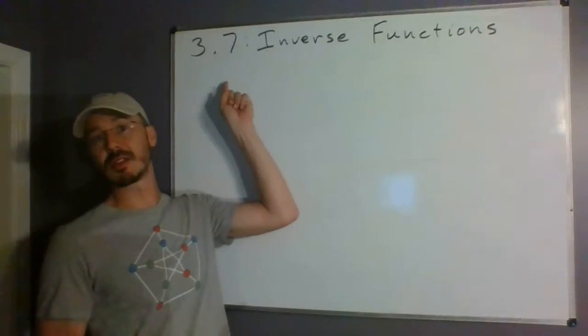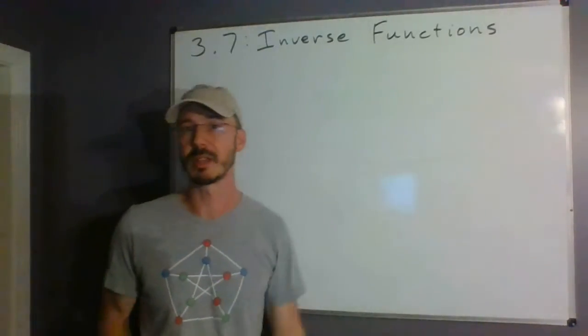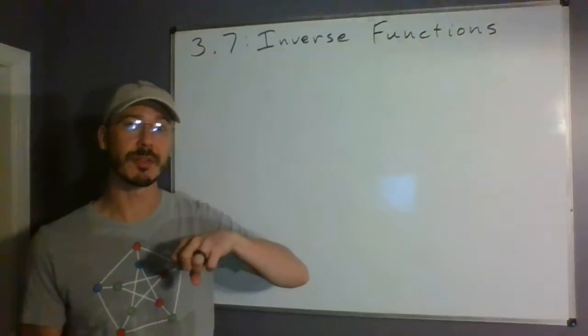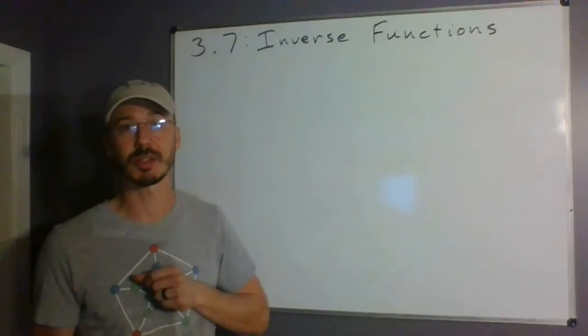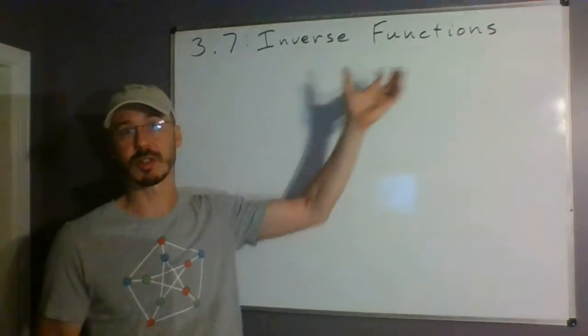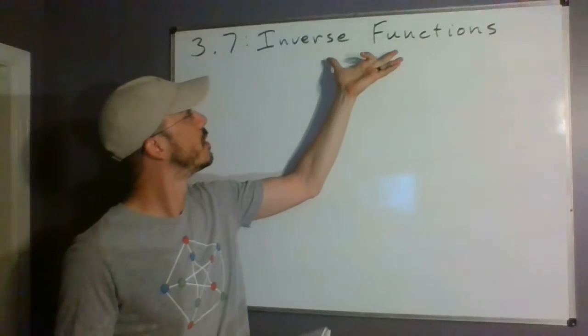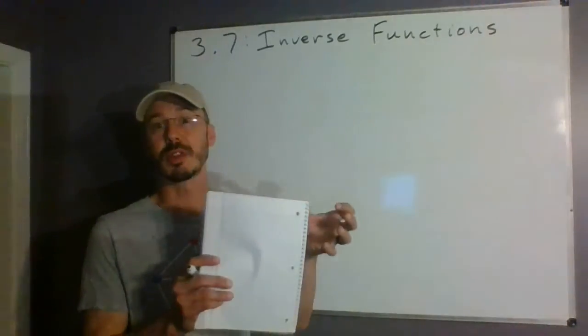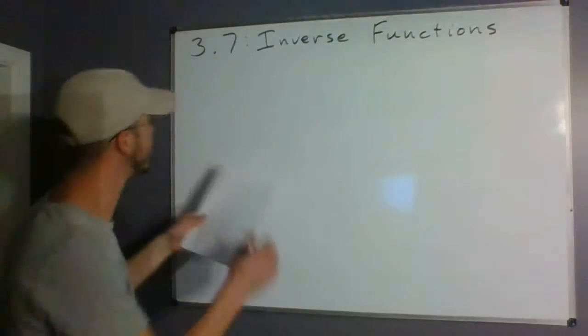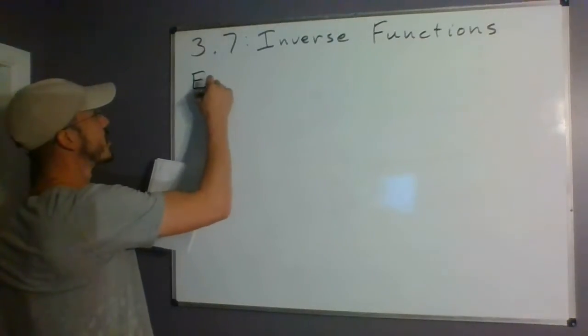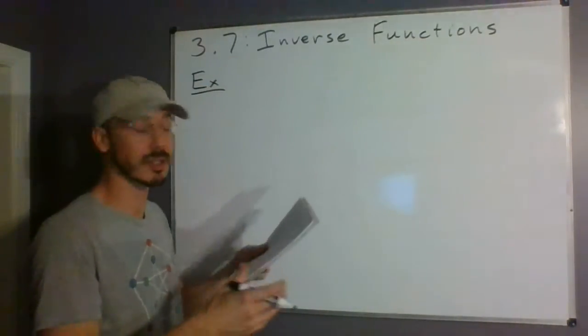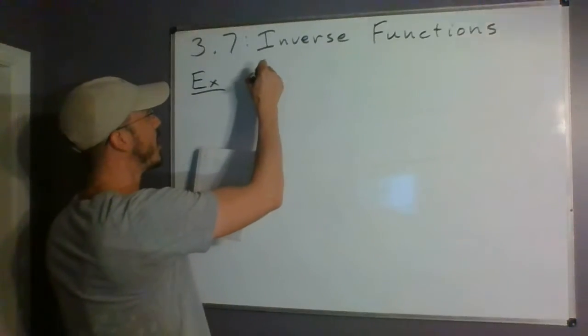Section 3.7 is about inverse functions, and this really follows most closely off of section 3.4 on the composition of functions. Inverse functions have a close relationship with composites, or composite functions. So first I want to start off with an example that'll relate this to something somewhat familiar.